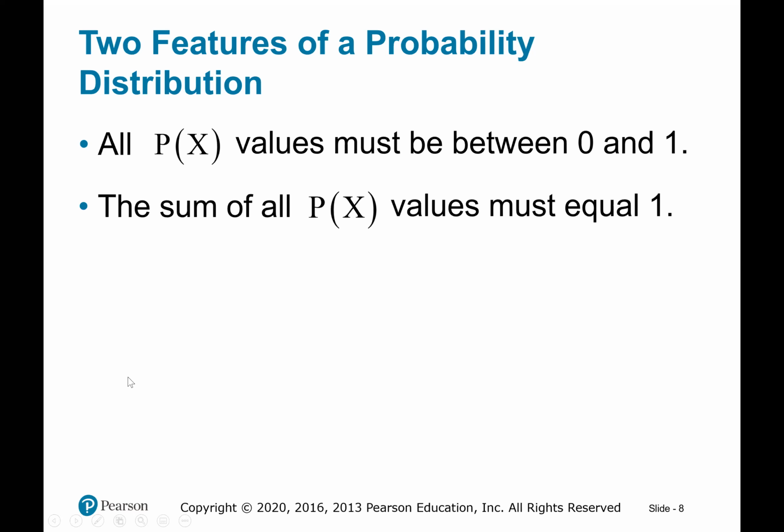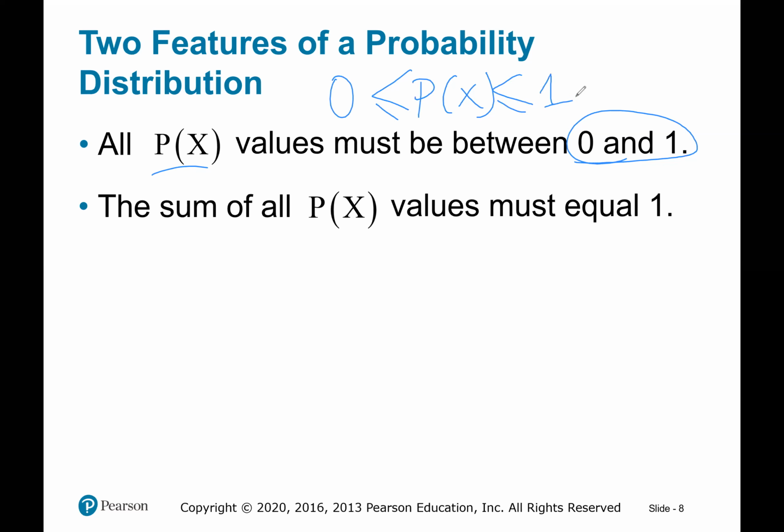Okay, now we have two features of a probability distribution. First one, all P of x values must be between 0 and 1. I mean, this one is obvious, probability is always from 0 to 1. You cannot have less than 0 or greater than 1. Remember that. In notation, you have P of x less than or equal to 1 and greater than or equal to 0.